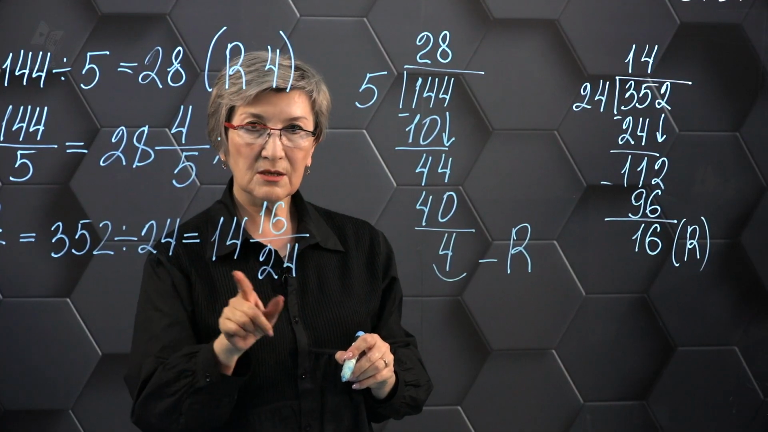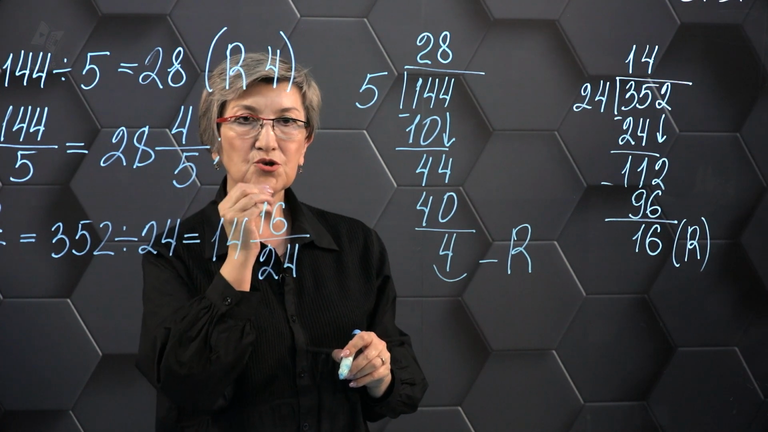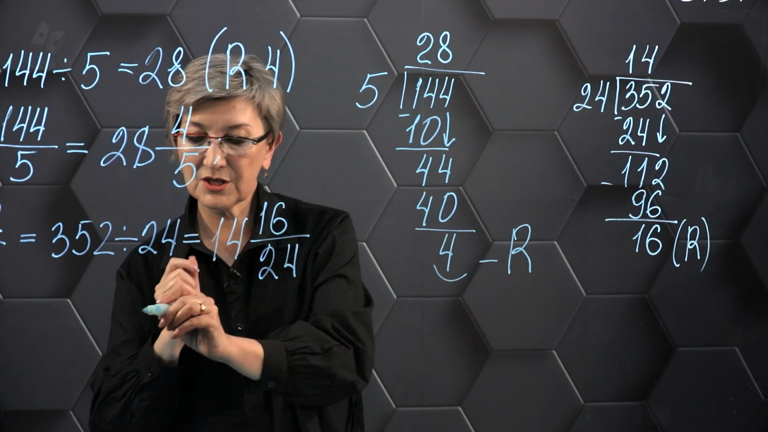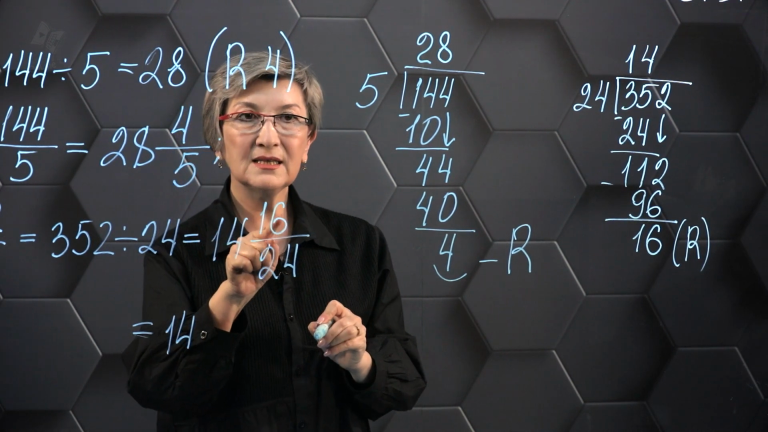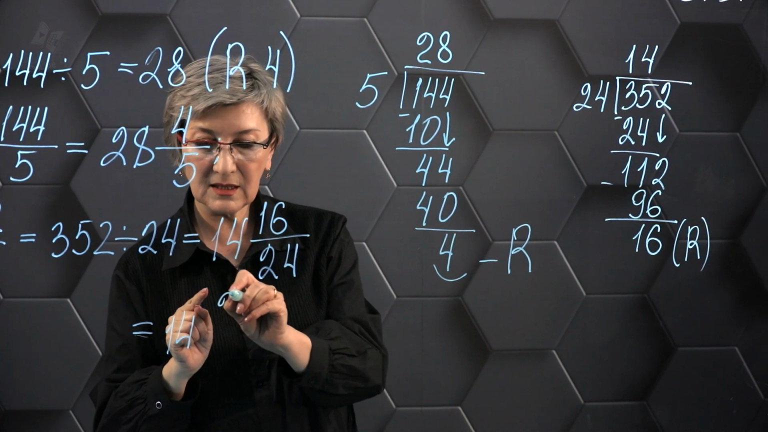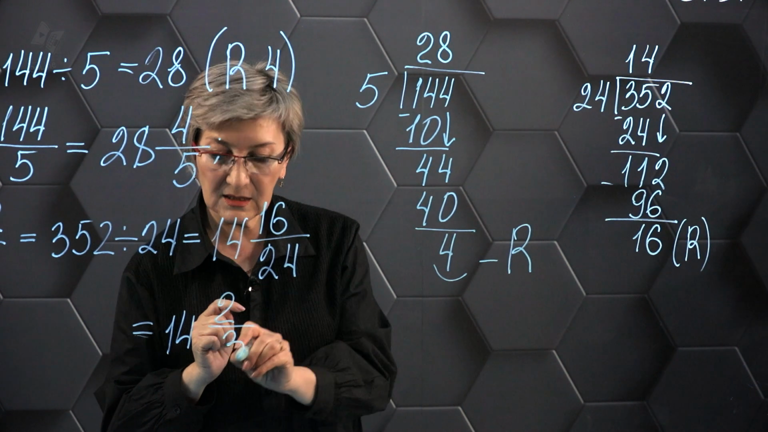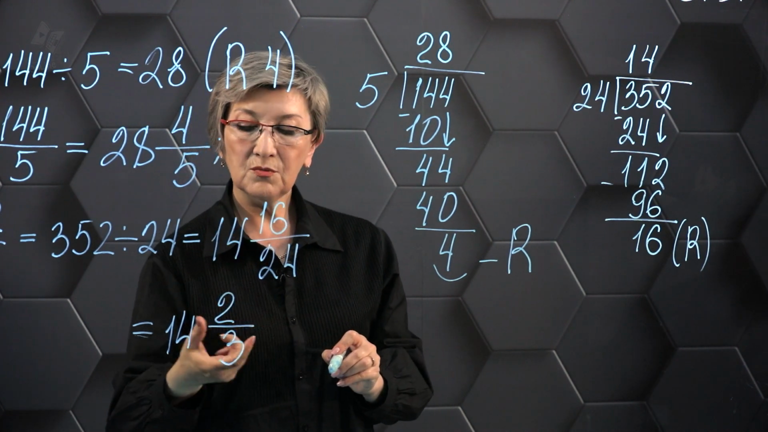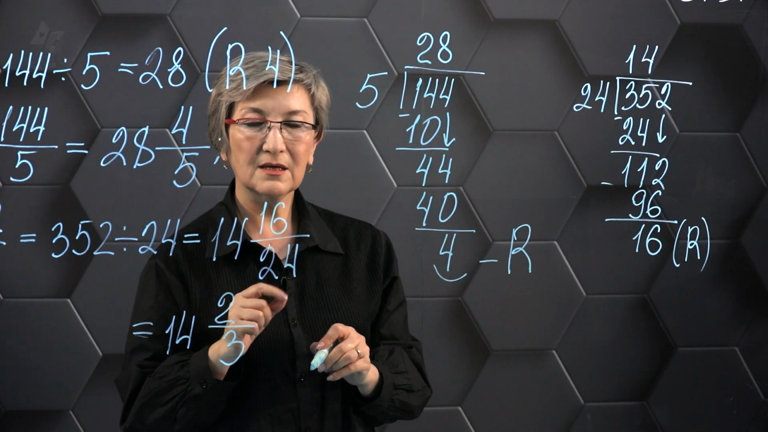In this mixed number, the numerator and denominator can be reduced. To do this, I can divide the numerator and denominator by 8. For example, 16 divided by 8 equals 2, and 24 divided by 8 is 3. Then I have the number 14 and 2 thirds, and that will be our answer.